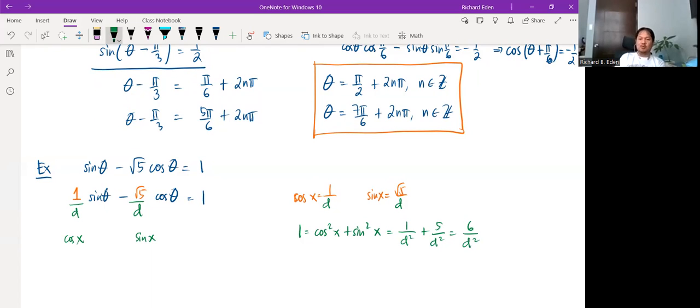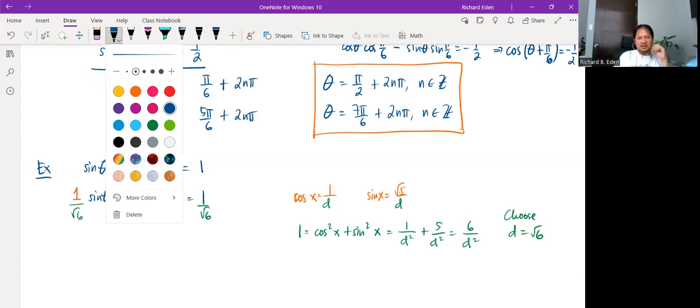So ito, tignan mo. 1 equals 6 over D squared. Are you able to follow this? The equation I wrote in green? Wait, but if D squared is equal to... square root of 6, no? Yeah, okay, square root of 6. Technically, if D is square root of 6, then it will become 1. It's the right side. Yeah. Ito, so divide natin by the square root of 6.